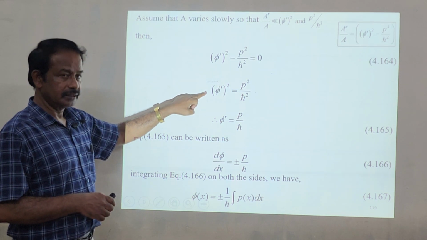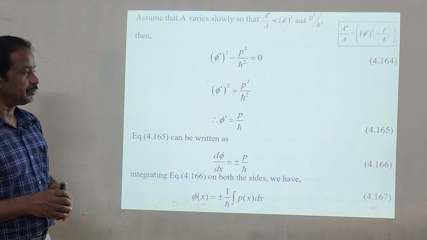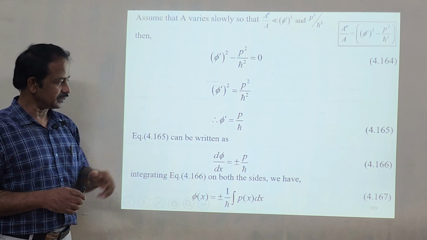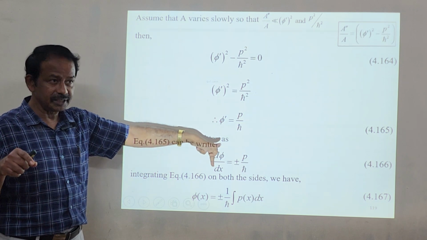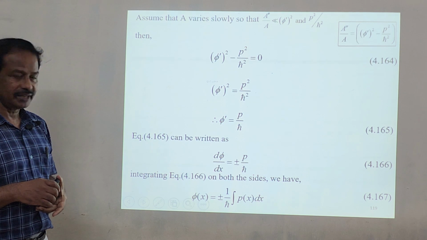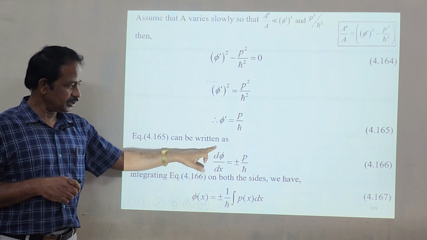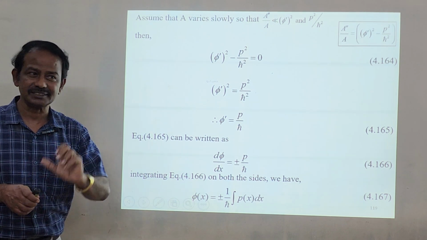Taking the square root on both sides, that will give you phi prime equals p by h bar. Of course, phi prime is nothing but d phi by dx. So d phi by dx equals plus or minus p by h bar. Integrating on both sides, that will give you phi of x. So we have found out phi of x.